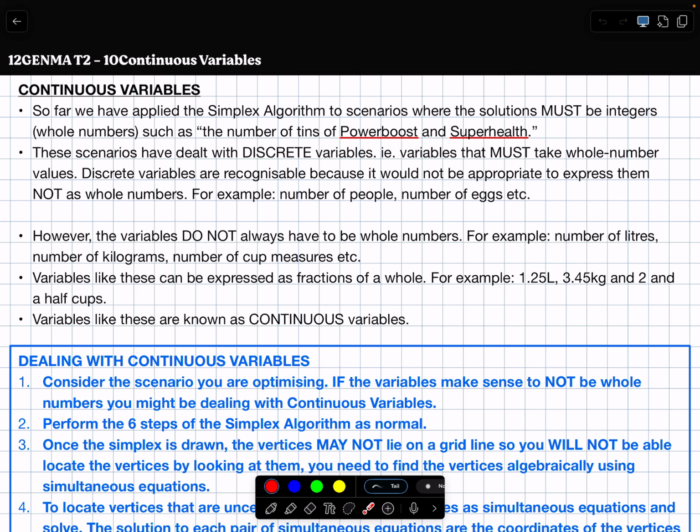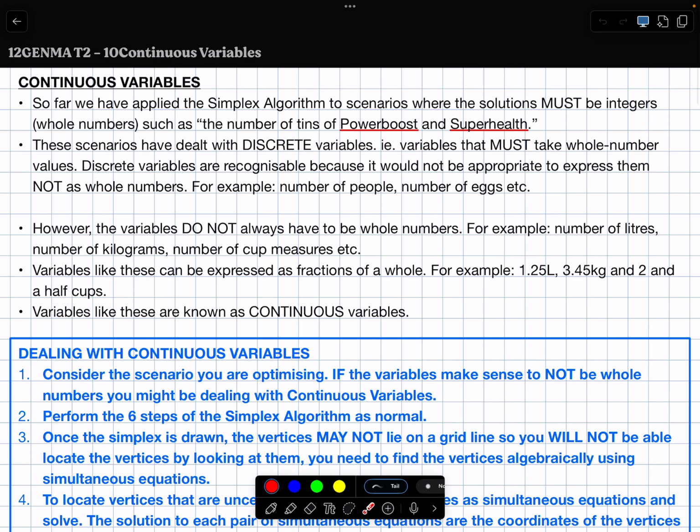So these scenarios that you've dealt with in the exercises so far deal with discrete variables. What does that mean? They must take whole number values. So tins of power boost. You're not going to sell someone half a tin of power boost. You're not going to have less than one of a person. But that's not always the case. The variables do not always have to be whole numbers.